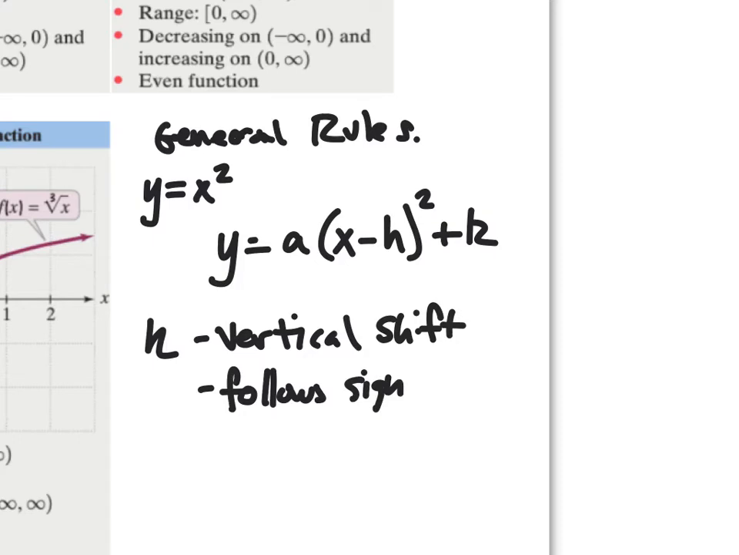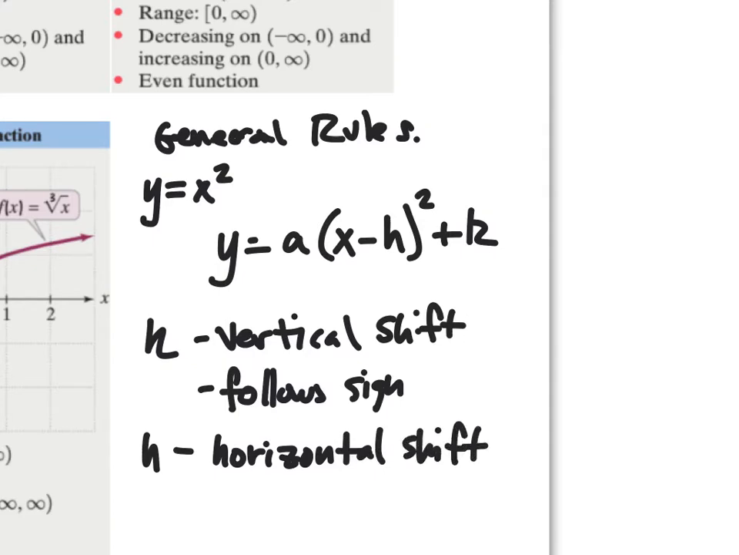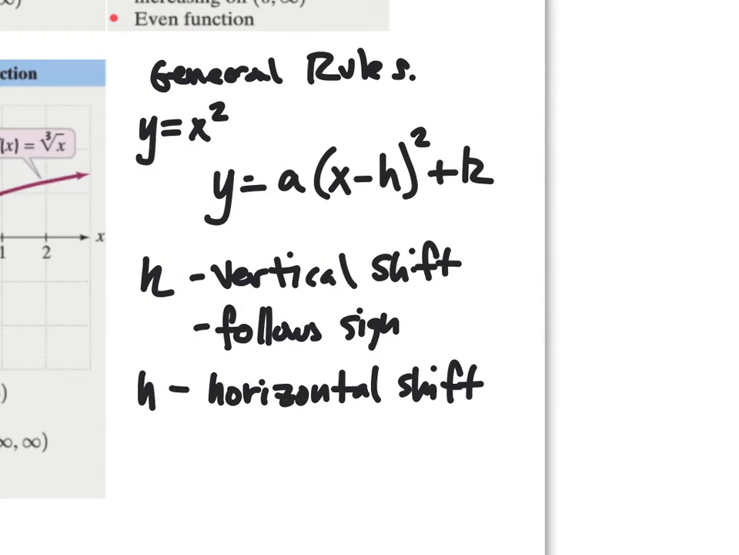So if you have something on the outside like a +3, you're going to move it up 3 units, every point 3 units. h is your horizontal shift, and your horizontal shift is going to be the opposite of the sign. So if it says something like x minus 3, that's a -3 on the inside, and you read it like that, that means you're going to move it to the right 3. And we'll talk more about that here in a second.